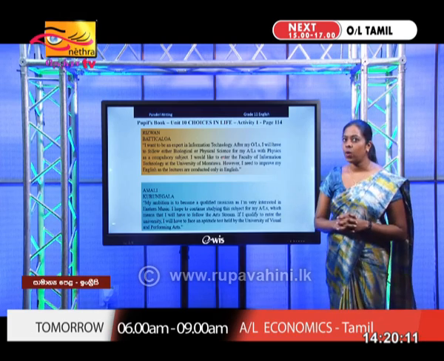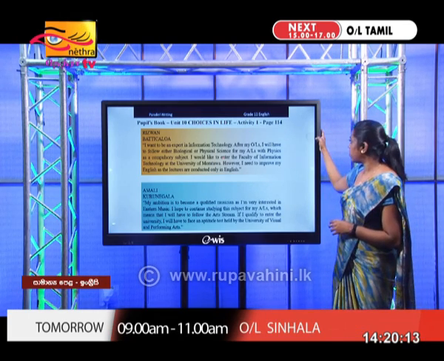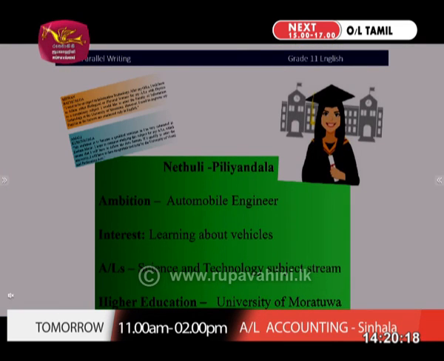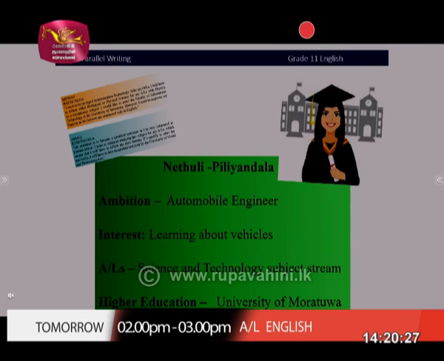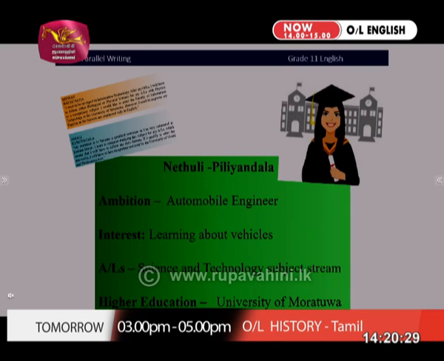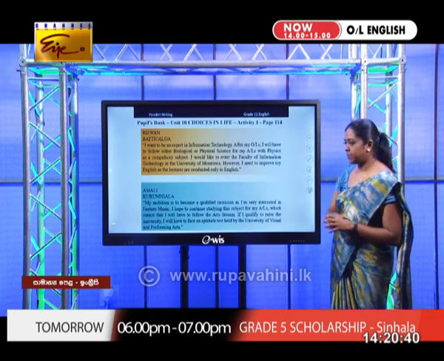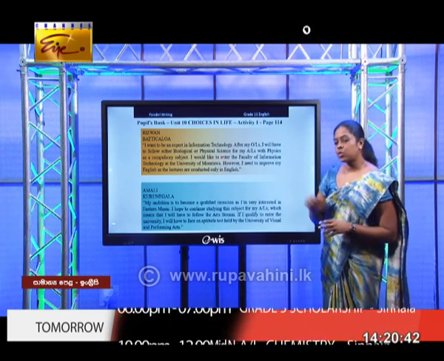Right, now we are going to write about Nethuli from Piliyandala. Her ambition is to become an automobile engineer. Her interests: learning about vehicles. A-levels, Science and Technology subject stream. Higher education, University of Moratuwa. Right? I can show you the previous slide. You can follow this structure.